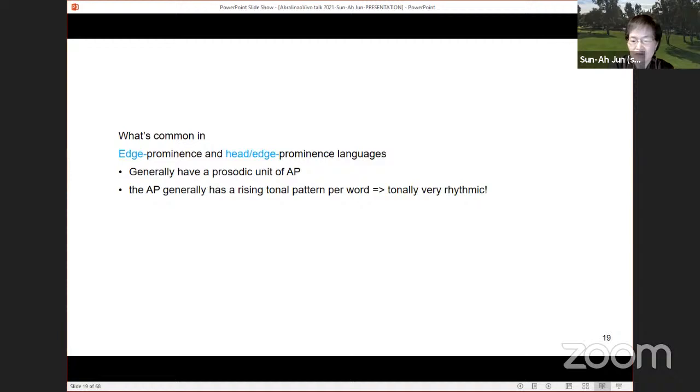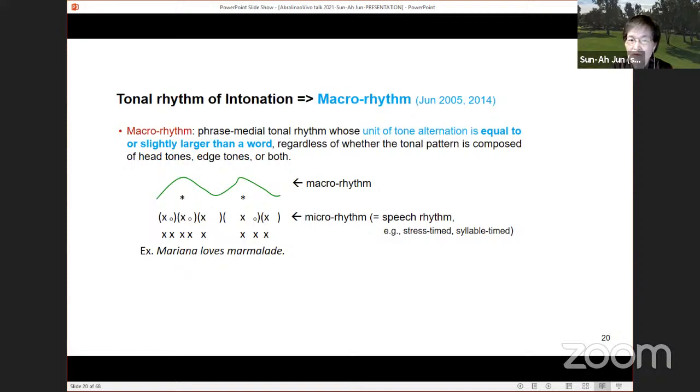So tonal rhythm of intonation, which I called macro rhythm, is defined as phrase-medial tonal rhythm whose unit of tone alternation is equal to or slightly larger than a word, whether the tone is coming from pitch accent or AP boundary tone or the edge tone of a prosodic unit. Here's a comparison with the speech rhythm that we are familiar with, like stress time or syllable time. That one I call micro rhythm because the unit of timing is very small, like a foot or a syllable or a mora.